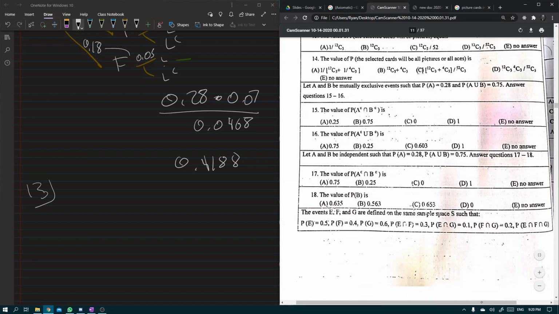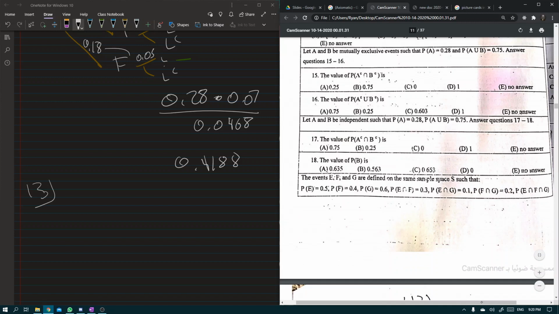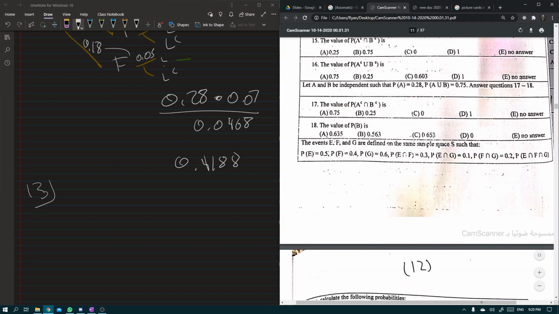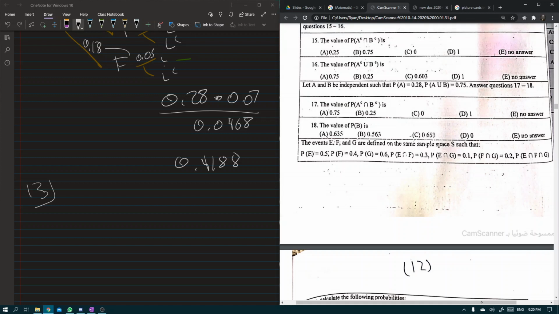Okay, mutually exclusive. Easy. Independent. So independent means that. Okay, let's do this. This is hard, or it's tricky.